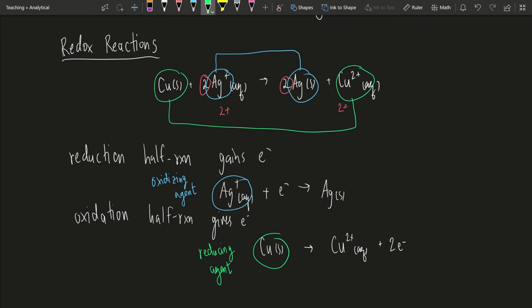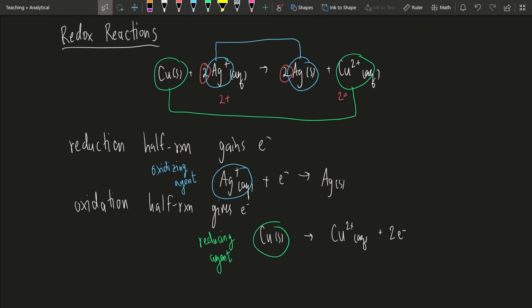In contrast, the reducing agent undergoes oxidation. In this case, copper solid reduces silver ion to 0, but the copper itself has to lose the electron. So the copper, which is the reducing agent, is being oxidized or undergoes oxidation reaction. So we have finished the redox reaction.